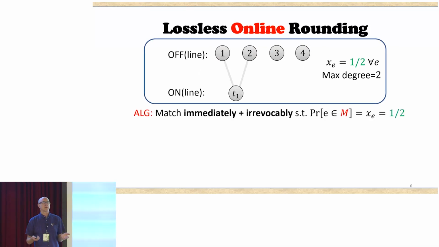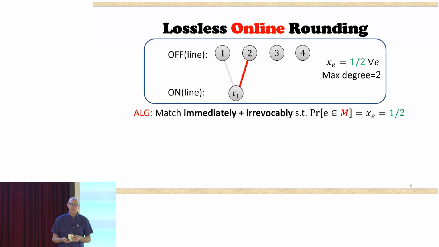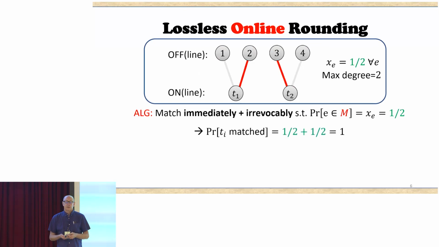Okay, this means that if we want to get lossless rounding, then we need to pick each one of the 2 edges with probability 1/2. Let's say we picked the red edge. Now comes T2, same thing. We attach fractions of 1/2 to the 2 edges, do the rounding, and pick the red edge. So the probability that each of T1 and T2 are matched is 1/2 plus 1/2 equal to 1.